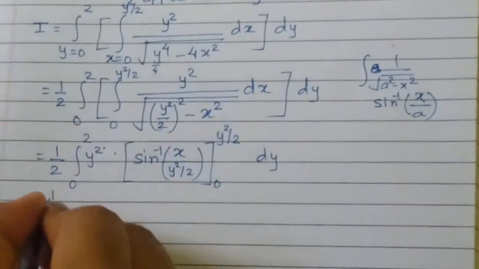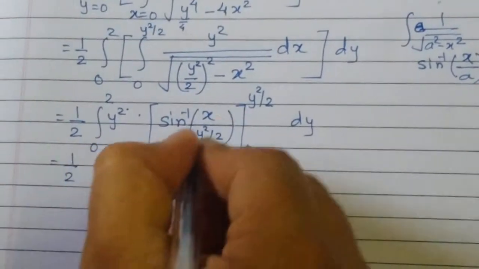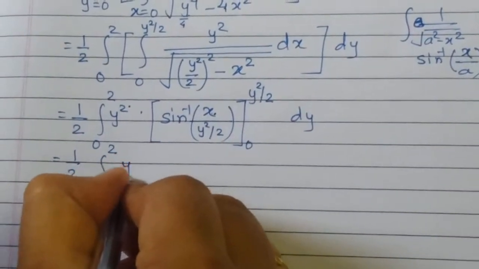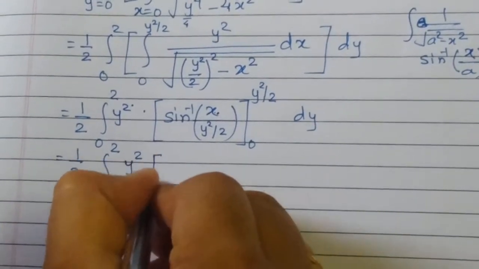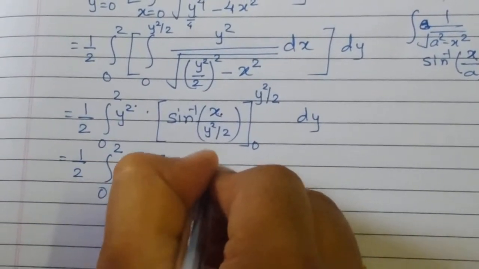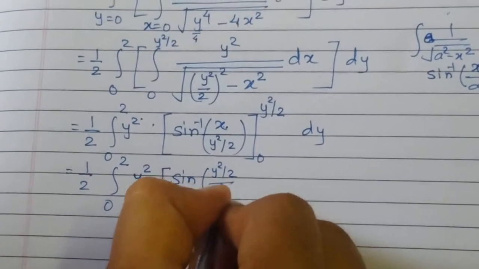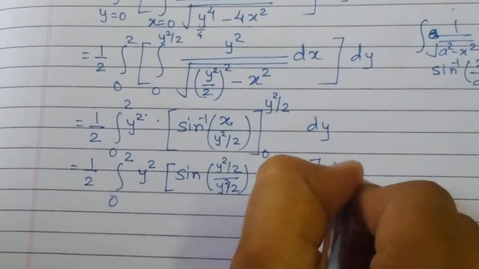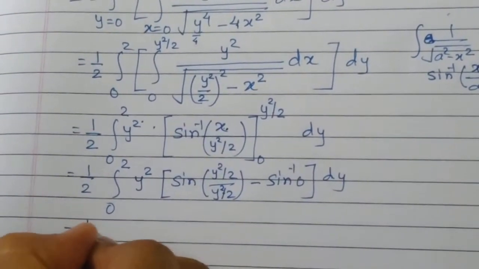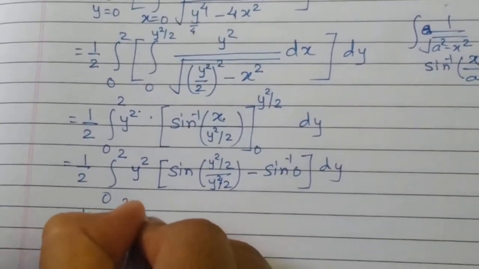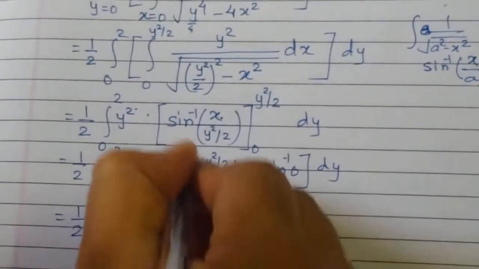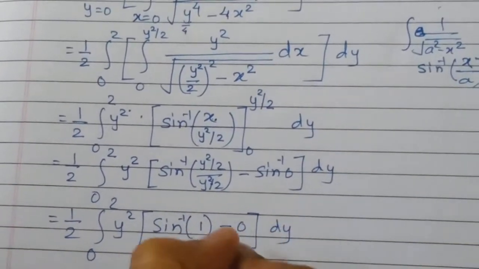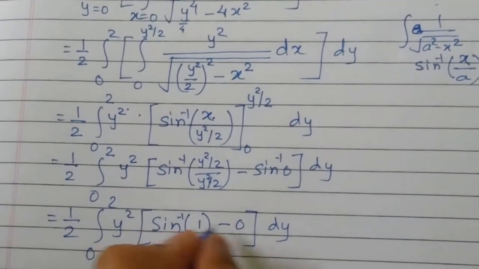Now when I substitute the upper limit, what am I getting? Yes, when I substitute y square upon 2 here, I am getting y square upon 2 divided by y square upon 2. So that gives sine inverse of 1. And when I substitute the lower limit, I am getting sine inverse of 0 directly, and 0 upon something is always 0. So this is y square, sine inverse of 1 minus 0, dy. What is sine inverse of 1? Pi by 2. Pi by 2 minus 0 is pi by 2.